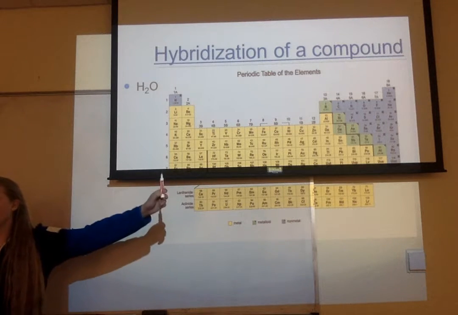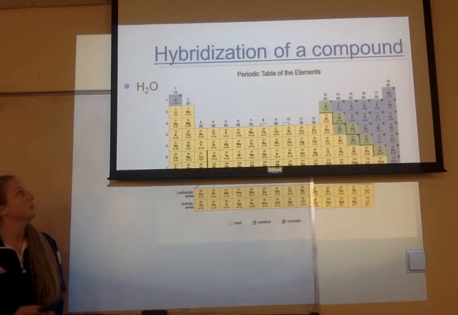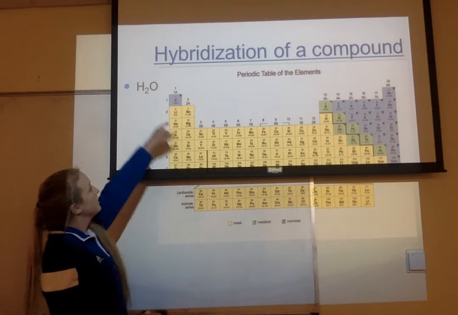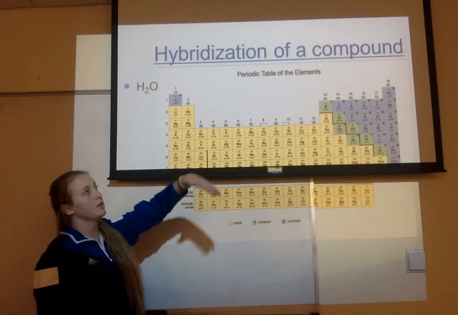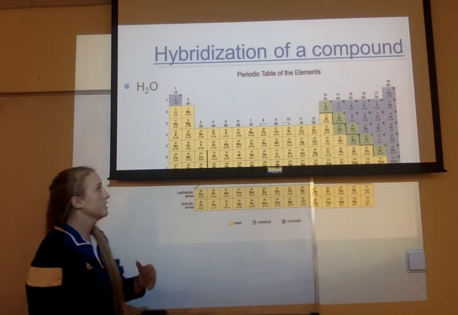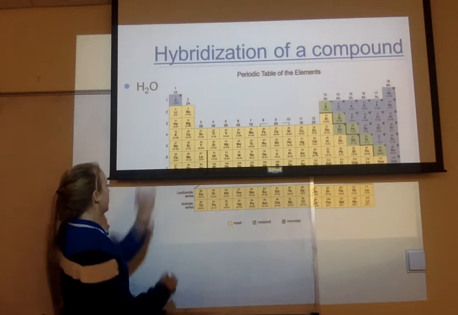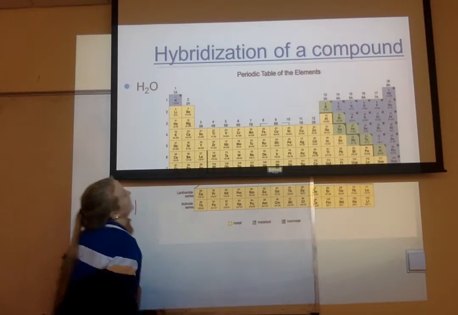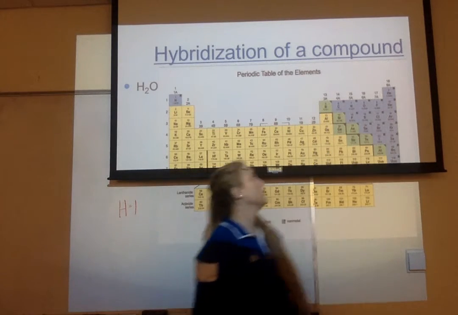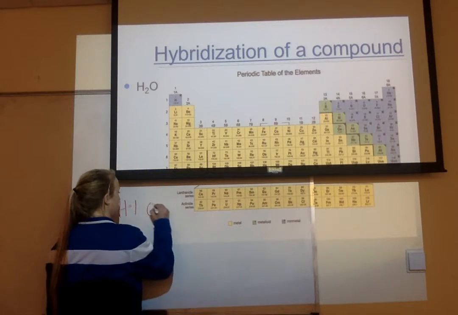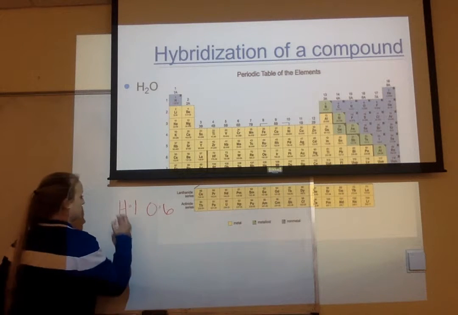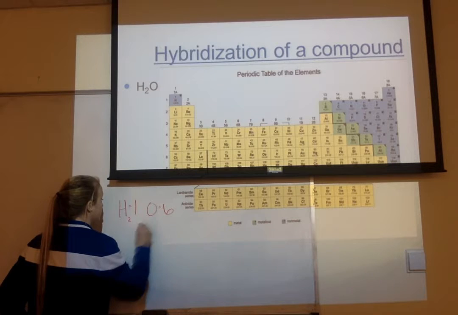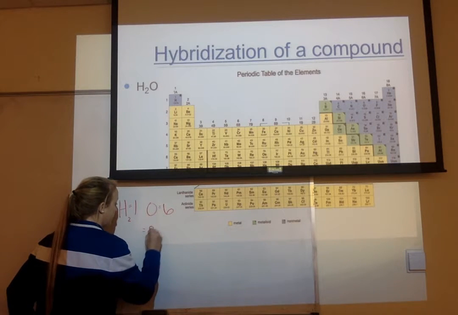Next, I'm going to teach you how to find the hybridization of a compound. The compound we're using today is H2O, which is water. When you're doing it for a compound, you're going to do the Lewis dot structure. So you're going to look at the number here. Hydrogen has 1, and then you're going to go over to oxygen, and it contains 6. Since you're going to have 2 hydrogen and 1 oxygen, you're going to have a total of 8.